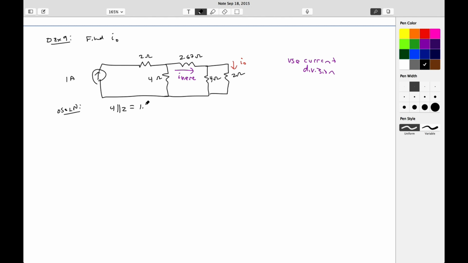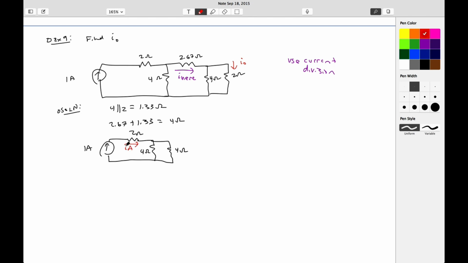All right, so how do I find I here? Well, I notice that I have 4 in parallel with 2, which gives me 1.33 ohms. And then I can take 2.67 plus 1.33 because they're in series, and I get a total of 4 ohms. Now my circuit is going to look as follows: 1 amp with a 2 ohm resistor here, and then 4 ohms in parallel with 4 ohms.